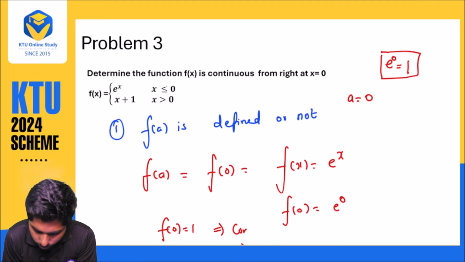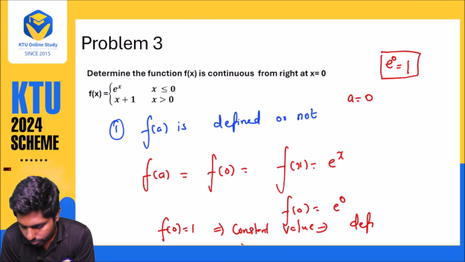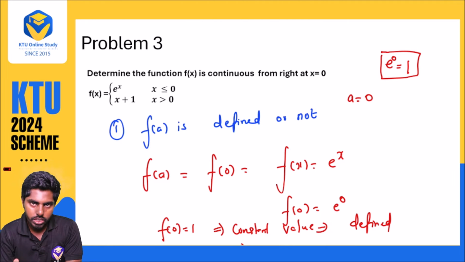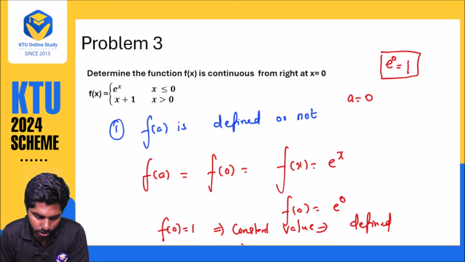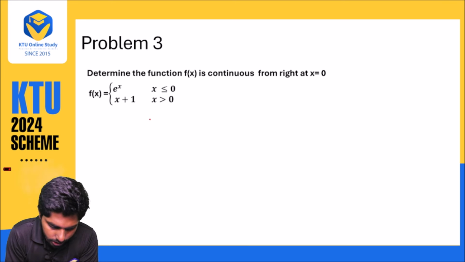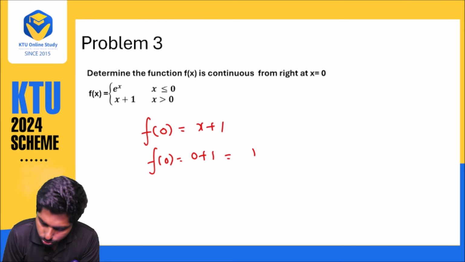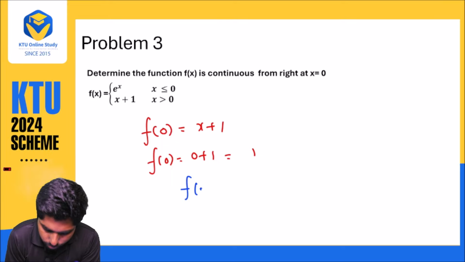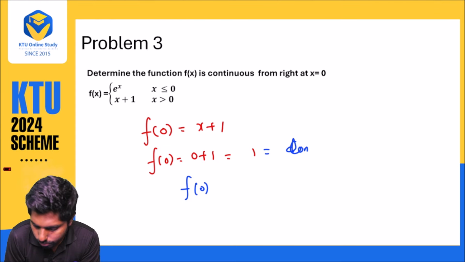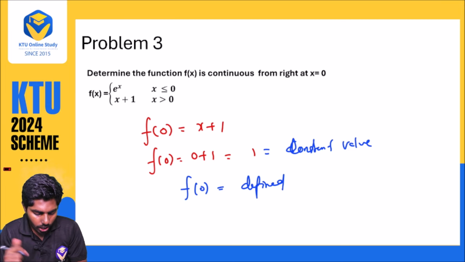1 is a constant value. So we can say it is defined. Now here also if you apply, you will get the same thing: f of 0 is equal to 0 plus 1, which is 1 only. So here also it is defined, f of 0 is 1, a constant value. So the first condition is satisfied.